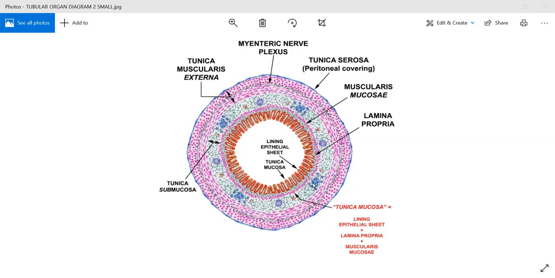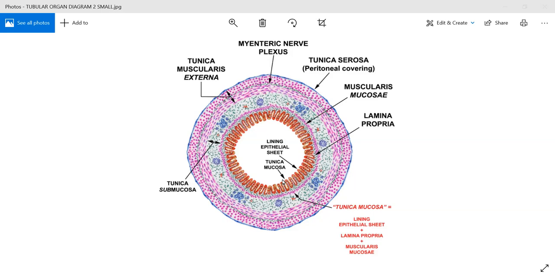In this picture, we have different layers with different colors. And the first layer, which you can see here after the lumen, is called epithelium. The epithelium is red in this picture. This epithelium is different in different parts of our digestive system. This epithelium is stratified squamous in our mouth cavity and esophagus.